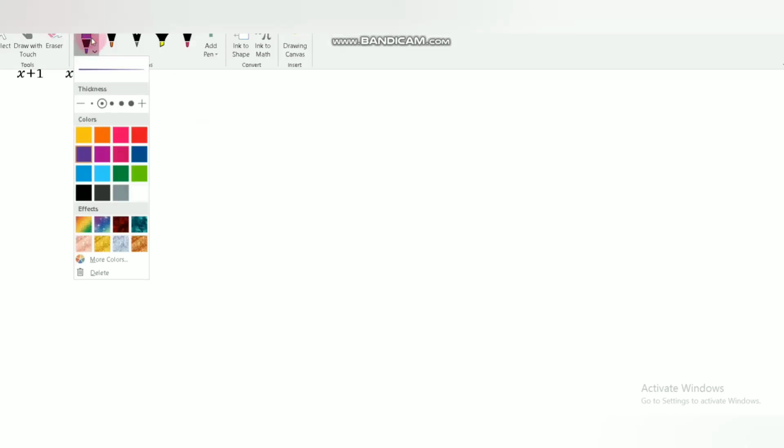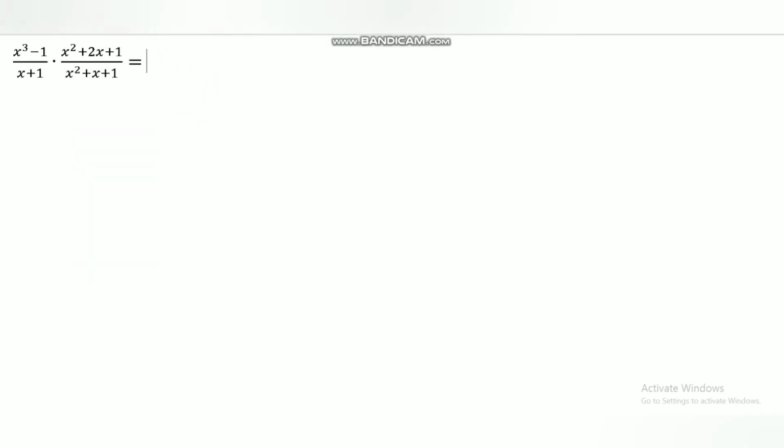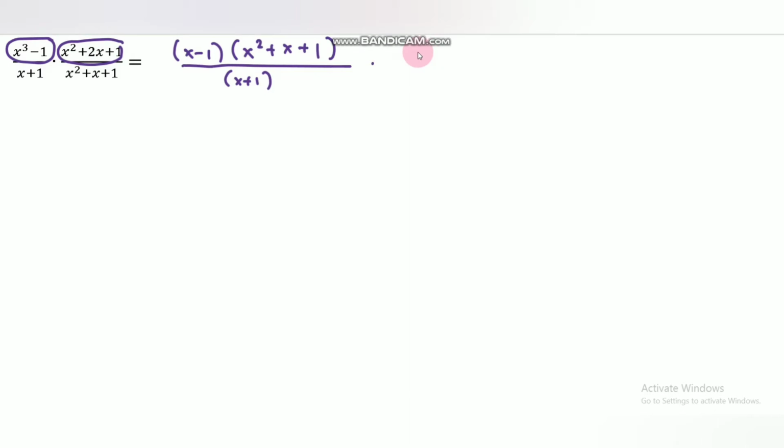You need to first multiply and then simplify. So let me just start with factoring. Let's factor everything that we can factor. First, I can factor this one, which is x minus 1 multiplied by x squared plus x plus 1. And then over this one, x plus 1 has already been factored completely, multiplied by this one, which is factorable: x plus 1 multiplied by x plus 1.